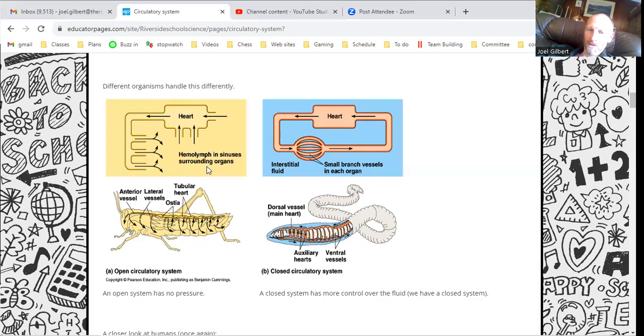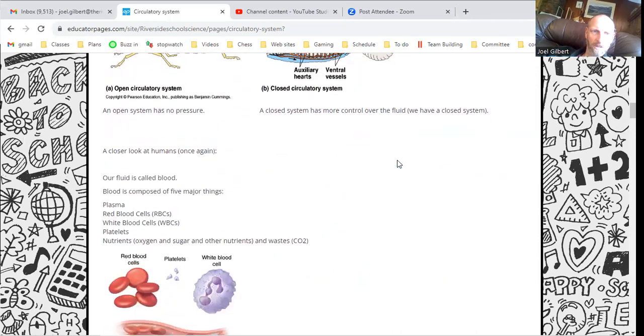A closed circulatory system has a lot more control. However, you have blood pressure you have to deal with. If you were to cut one of these blood vessels, your blood pressure would drop, and then the system doesn't work. If you were to get too much fluid in the system, then your blood pressure would be too high, and the blood vessels could rupture. So there's pros and cons to both. Most complex creatures have a closed circulatory system.